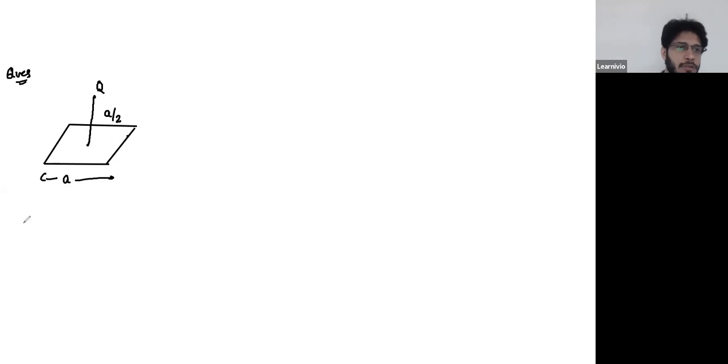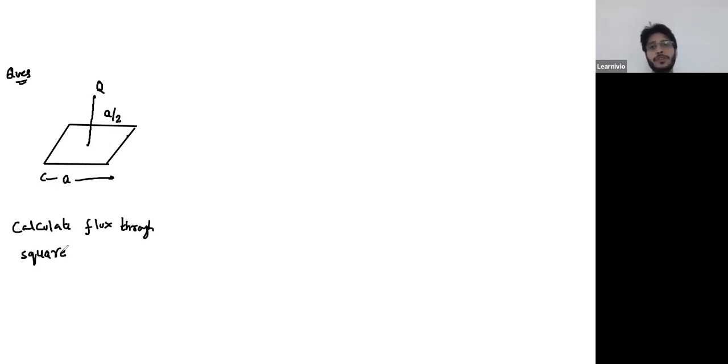You're supposed to calculate the flux through the square. It's like, say, this is the square. Each side of the square is A. From a separation A by 2 from the center of the square, here I place the charge Q. You need to calculate the flux through this square.